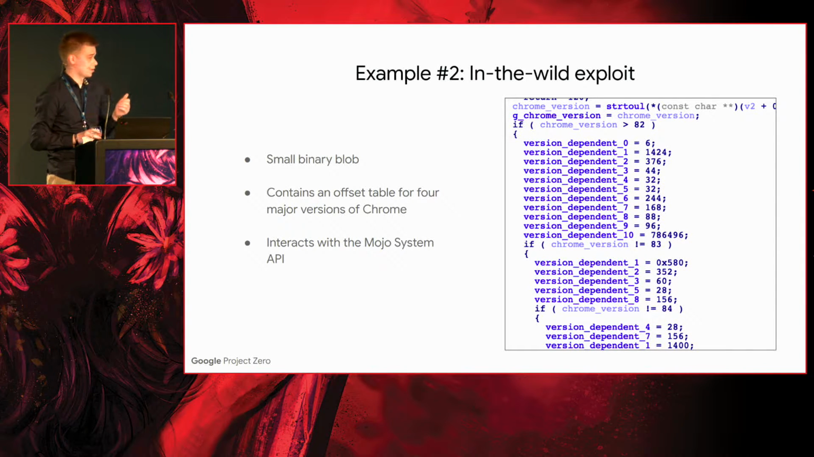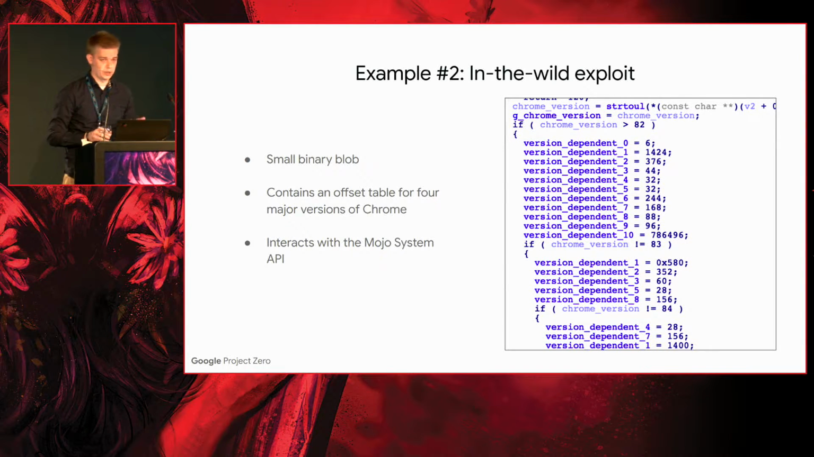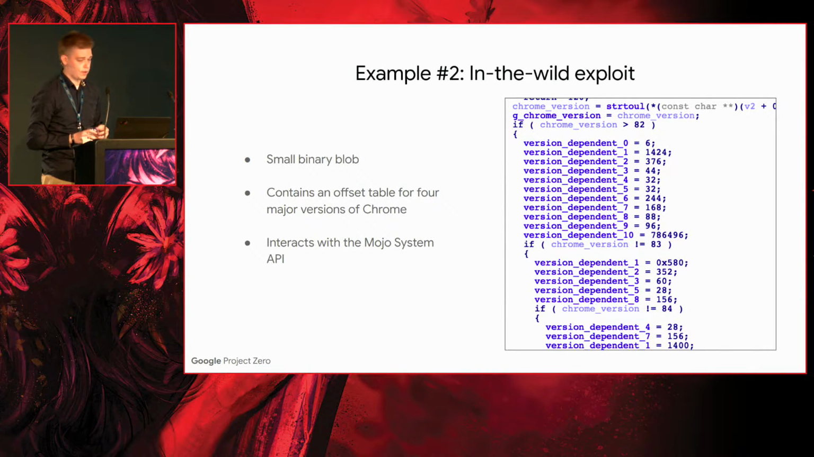This exploit is a small handwritten binary that supports 4 major versions of Chrome. The developer had to maintain a list of version-dependent constants and a few bits of version-dependent code. So the exploit looks up a table of IPC functions known as the Mojo system API, and more on that later, and interacts with other processes at this level, which is roughly in the middle of the Chrome IPC model.